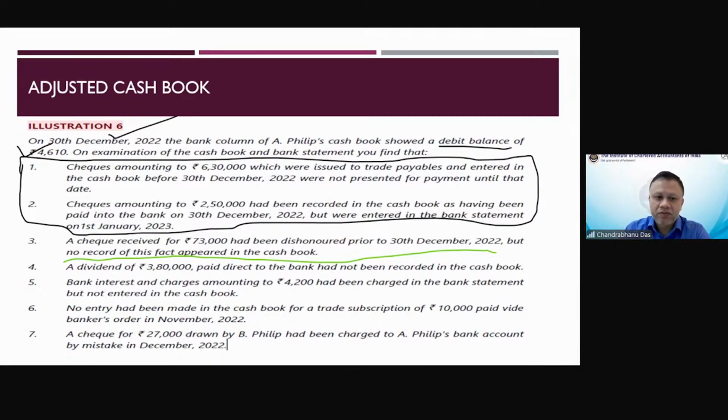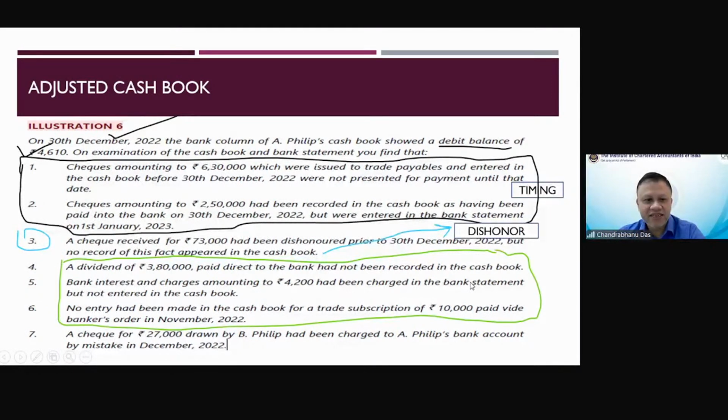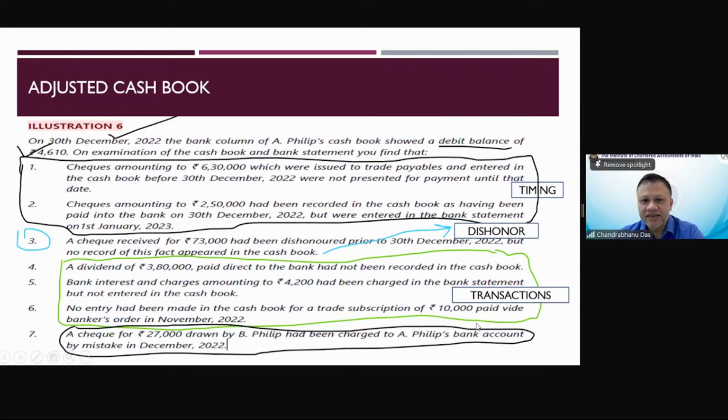Okay, so now what happens is, this is a timing difference. This is a check dishonor. 73,000 has been dishonored. There is a check dishonor. These are transaction differences. Pranav Bhatt has raised his hand. Yes, Pranav. Sir, I have joined now. I had gone to the city for some problem. Okay, no worries. Whenever I am discussing, you will be hearing it, and when the slides are shared, you can revise it. Okay, sir.